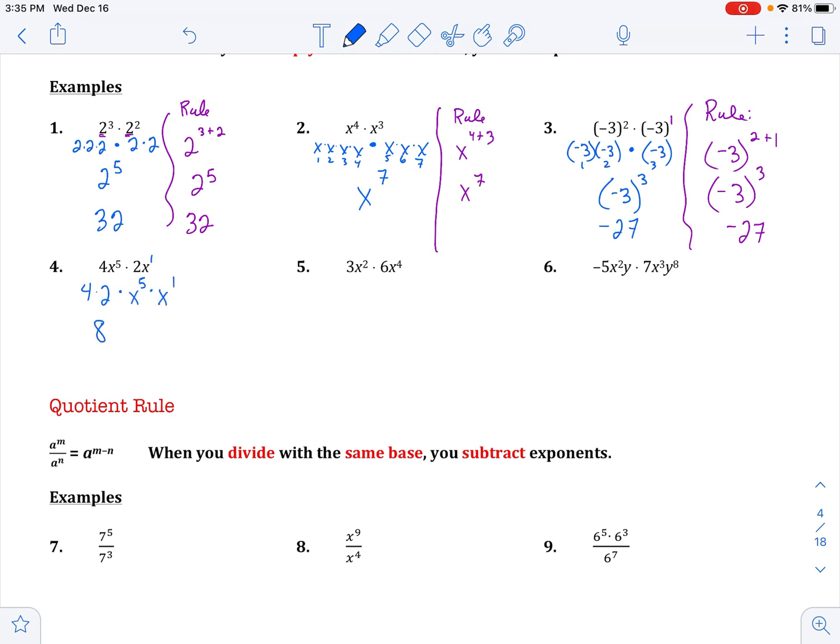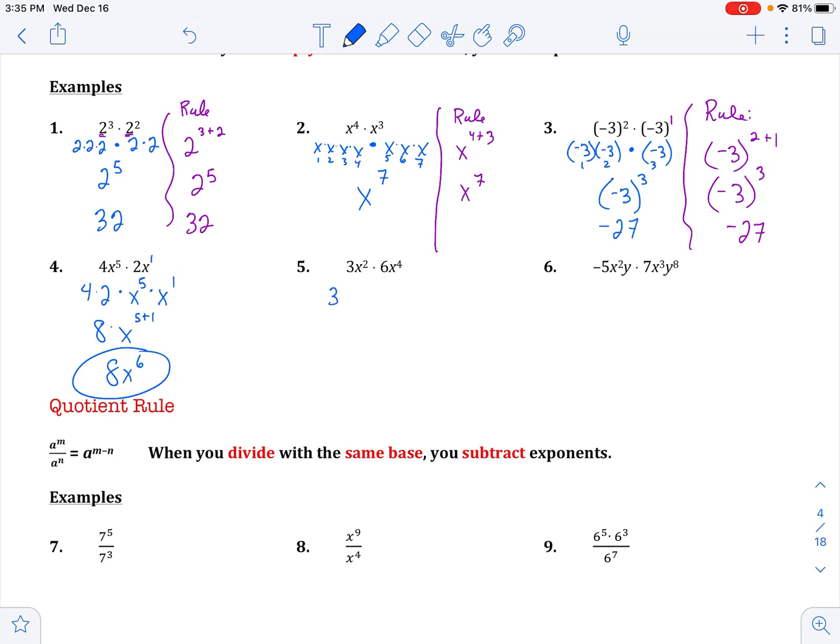Well, I know 4 times 2 is 8. We're going to just multiply those numbers. That's multiplying coefficients due to the commutative property. And then that's being multiplied by x to the 5 times x to the 1 is 5 plus 1, which is x to the 6th.